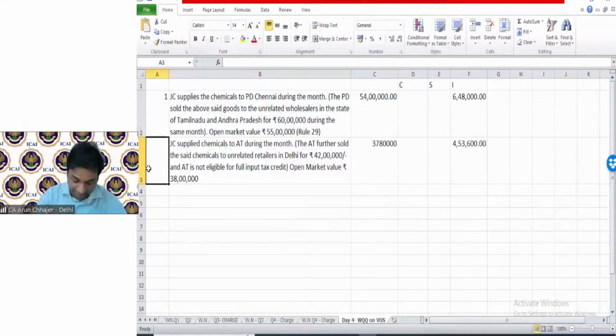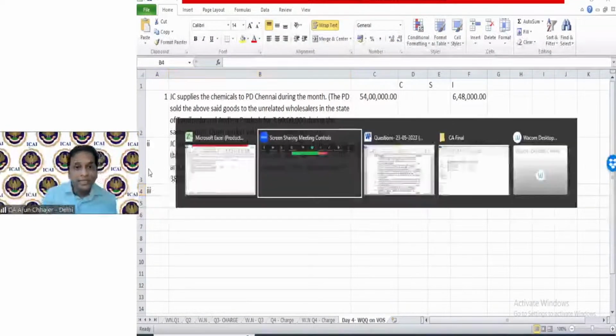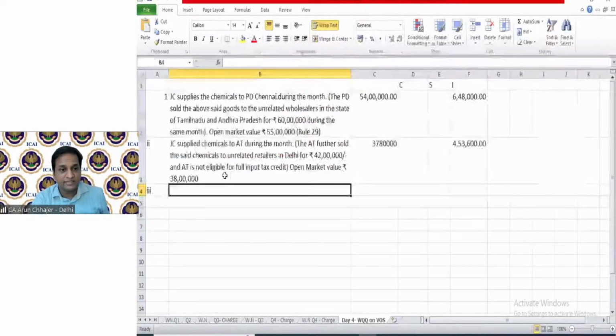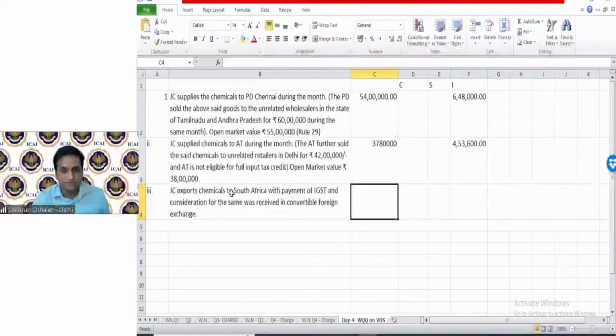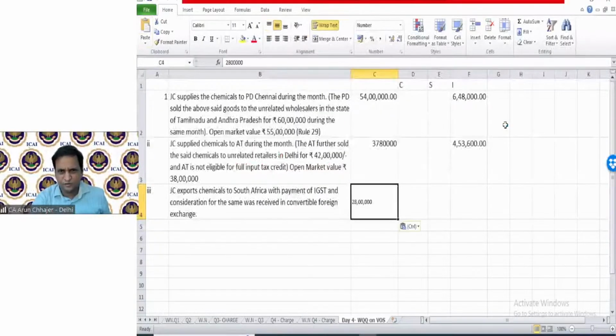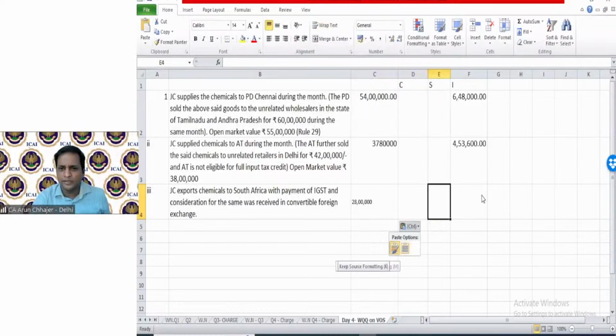Second. Third. Now the third is JC export chemical to the South Africa with payment of IGST. The same was received in the convertible foreign exchange. Just 28 lakh, and the rate would be okay. It will be IGST. Correct.